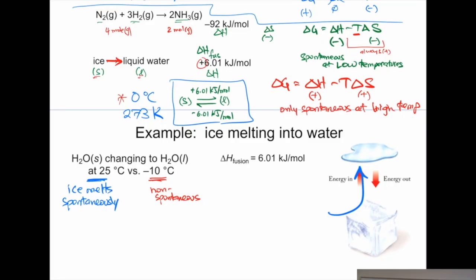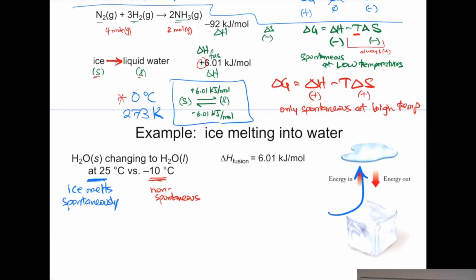You can probably guess, looking at this, what is that magic temperature where this switches from spontaneous to non-spontaneous? What do you think it is? 0 C. If you're below 0 C, it's non-spontaneous. If you're above 0 degrees Celsius, now it melts spontaneously. So just think about that when you think about what we have here in red.